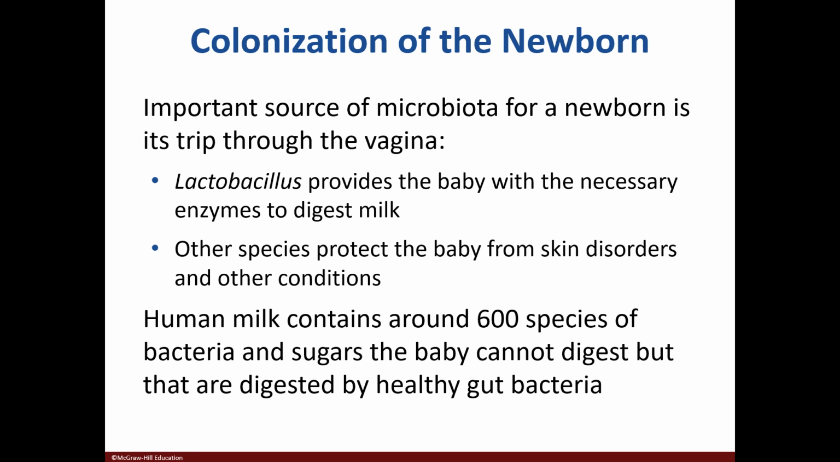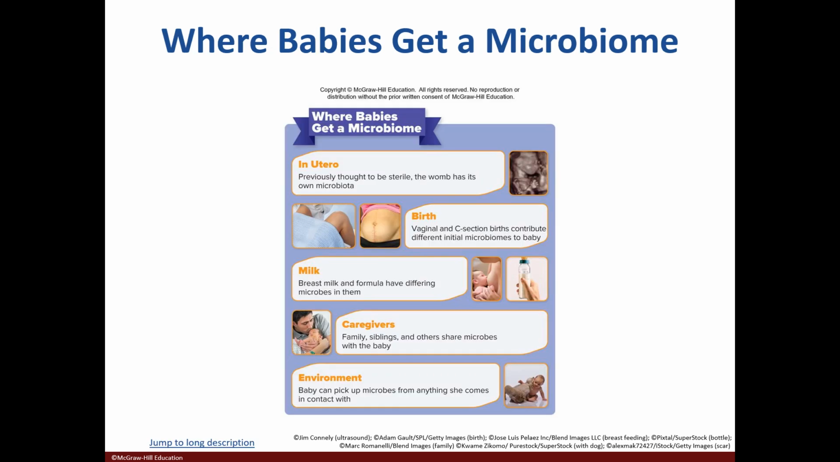A newborn continues to acquire normal flora from breast milk. The gut bacteria help them to digest the sugars. Just to recap how newborns acquire their microbiome: they pick it up in utero, at birth, through breast milk, as well as from caregivers and their environment.